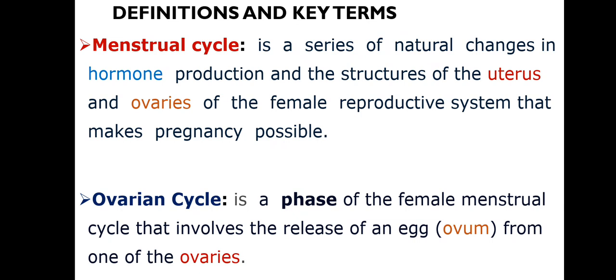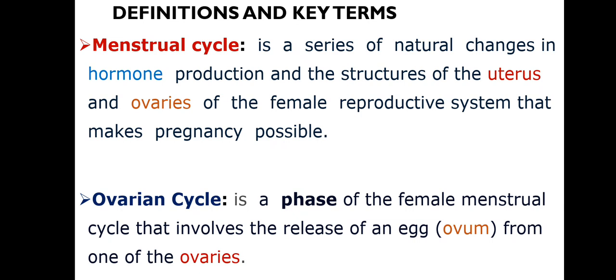We'll talk about the hormones very soon. It just doesn't happen on its own. There are hormones that are influencing what is happening in this particular cycle. No wonder we're saying it is a series of natural changes in hormone production and the structures of the uterus. So there will be changes in the uterus as this cycle is running. And one example I can give is that which is bringing about the blood being shed off, the menstruation phase.